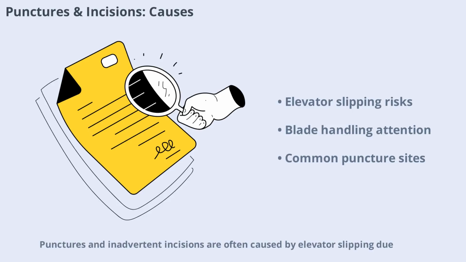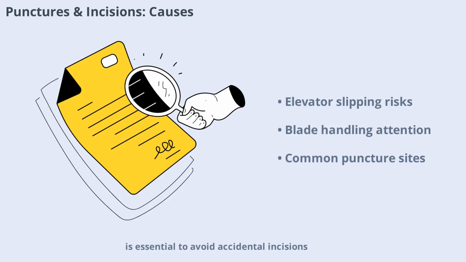Punctures and inadvertent incisions are often caused by elevator slipping due to uncontrolled force, or lack of attention while handling surgical blades. Punctures commonly occur on the lips and cheeks, while incisions can happen anywhere soft tissue is exposed. Prevention involves using controlled force, proper finger rest and support, and positioning the index finger as a stop on elevator shanks. Attention to detail during blade handling is essential to avoid accidental incisions. Recognizing these causes helps in implementing effective preventive strategies.